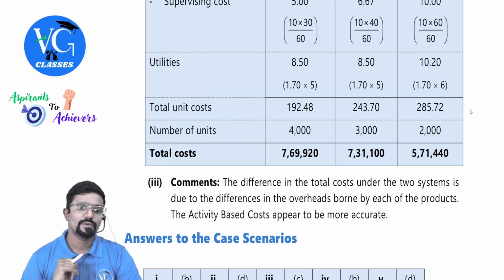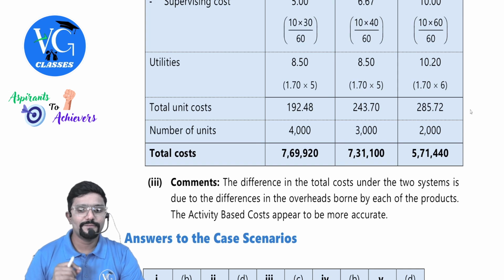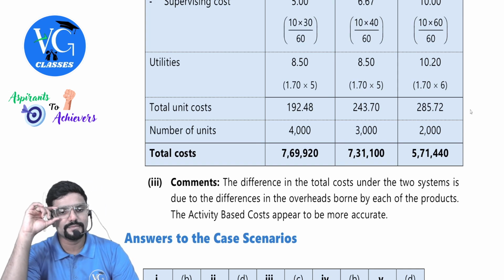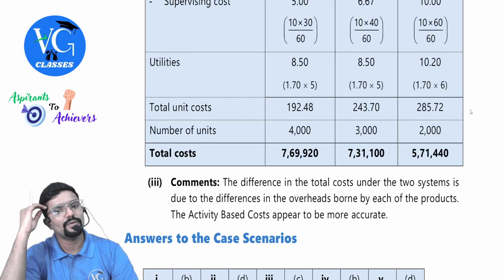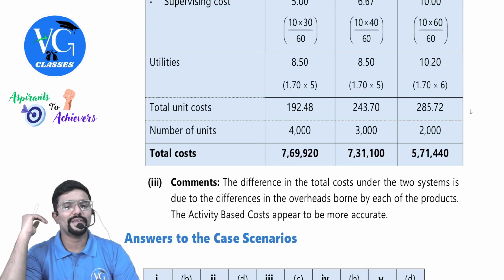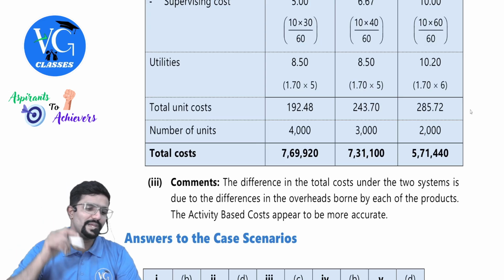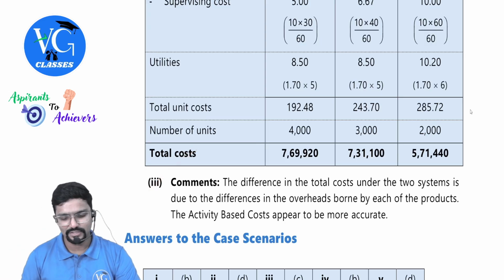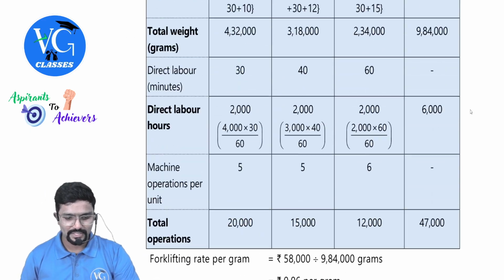Total cost. Okay. Comment: The difference in the total cost under the two systems is due to the difference in overhead borne by each of the products. The activity based cost appears to be more accurate. Same diagram I had given somewhere in one of the questions. You also give the same comment.